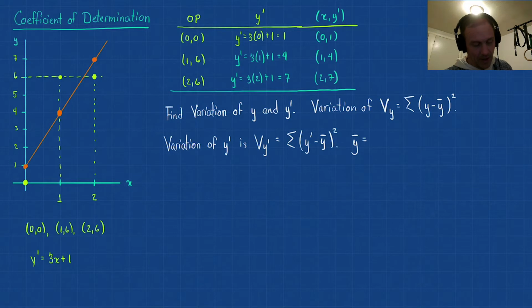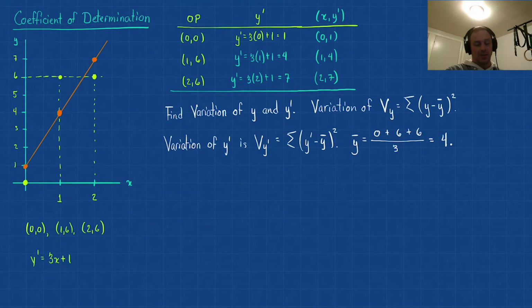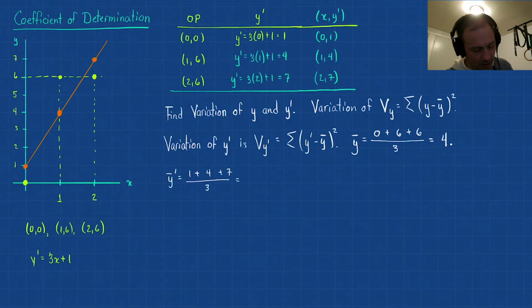Y bar is going to be our first y, which is 0, plus 6 plus 6, divided by the number of data, 3. That's 12 divided by 3, which is 4. Now, an interesting side note is that the average of the y primes is going to be 1 plus 4 plus 7 divided by 3. This is also 12 divided by 3, or 4. In other words, even if you accidentally used y primes, you would still get the same mean.